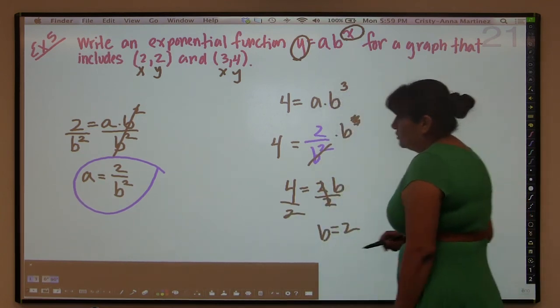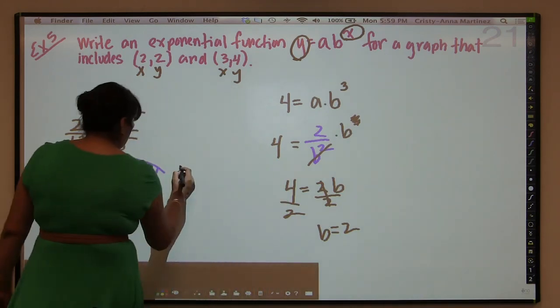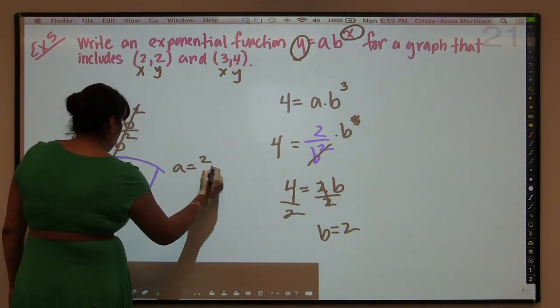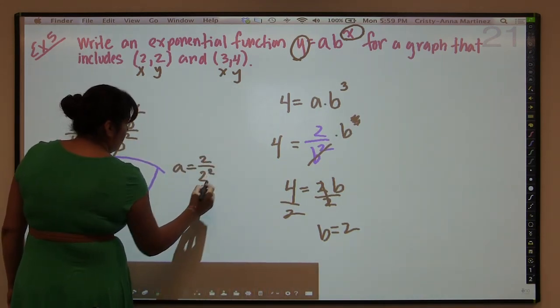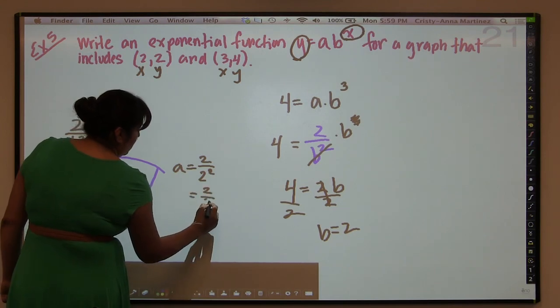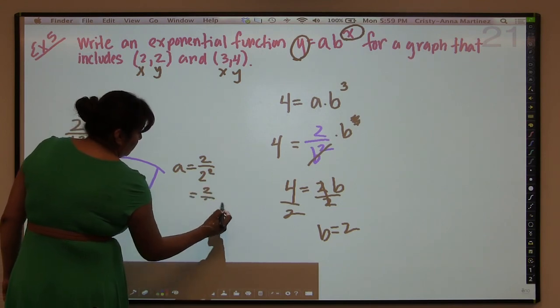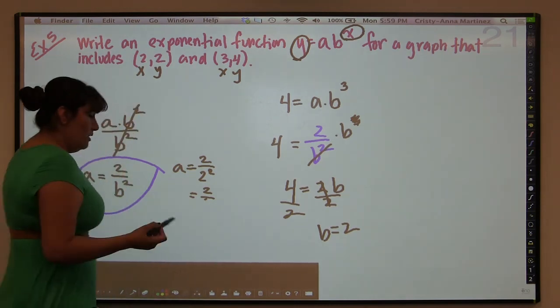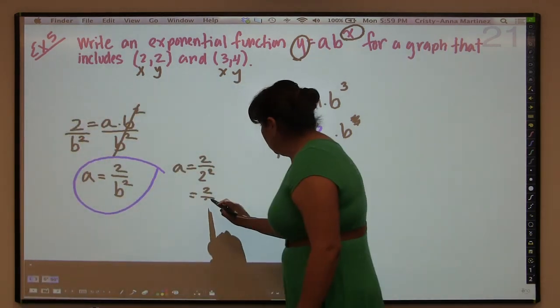So now you know that b equals 2, and you come back over here, and that means that a is equal to 2 divided by 2 squared, which is 2 over 4, which is 1/2.